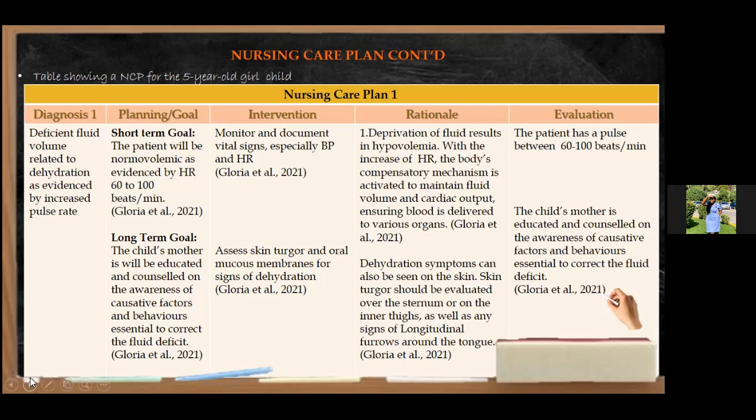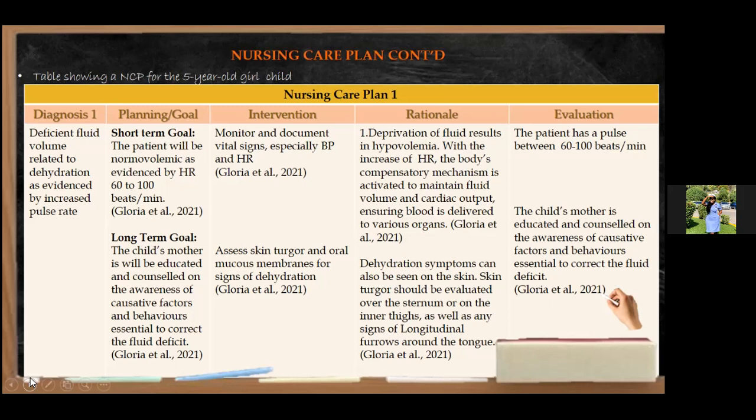Intervention 1, monitor and document the vital signs, especially the blood pressure and the heart rate. Rationale for intervention 1. Deprivation of fluid results in hypovolemia. With an increase in heart rate, the body's compensatory mechanism is activated to maintain fluid volume and cardiac output, ensuring that the blood is delivered to various organs.